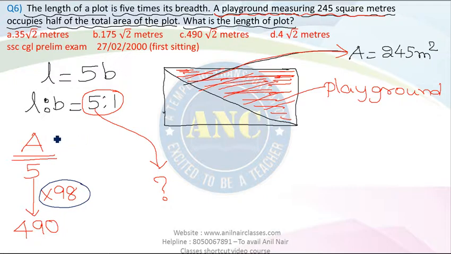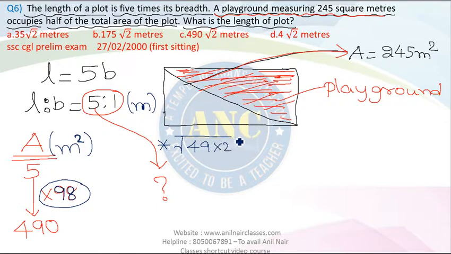I have taught you so many times. Area is in meter square, length is in meters. If you want to convert meter square to meter, you take the square root of meter square and then multiply. Same thing here also. This 5 should be multiplied with the square root of 98. 98 is 49 into 2, so I will multiply 5 with 7 root 2. The final answer is 7 into 5, 35 root 2, which is my option A.